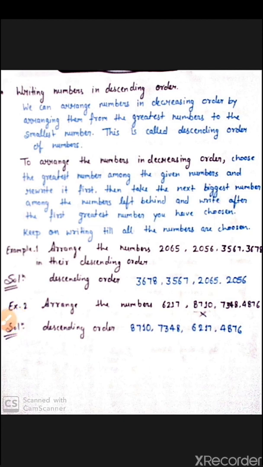8710, 7348, 6217, 4876. Okay, I hope you have understood it. So let's see your homework. This is your homework. Write the following numbers in ascending and descending order. All these numbers you have to write first in ascending order, A to E, and after that you have to write them in descending order from A to E. Okay.